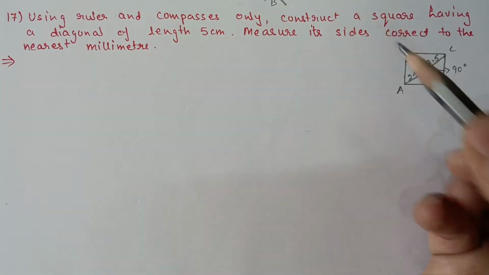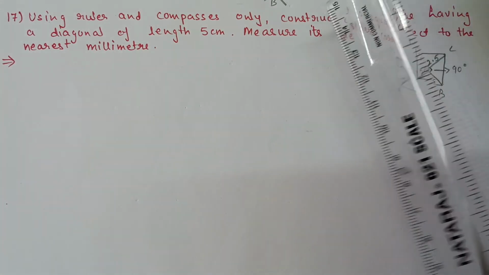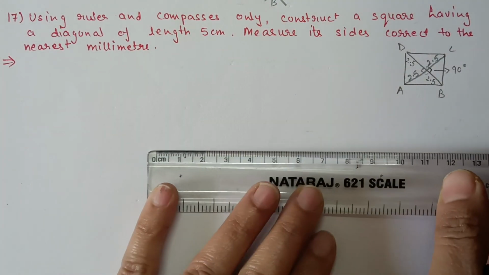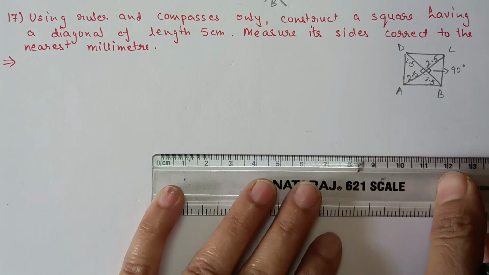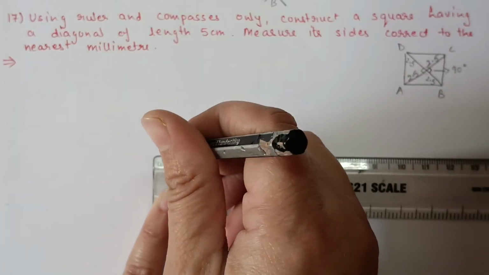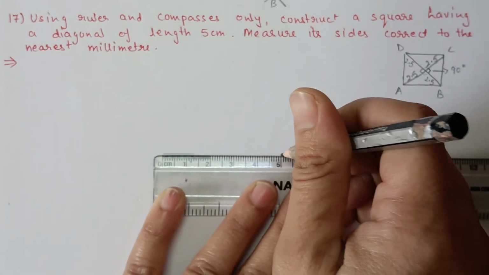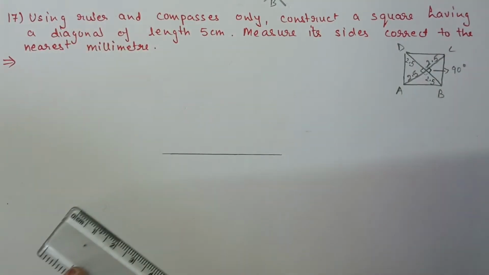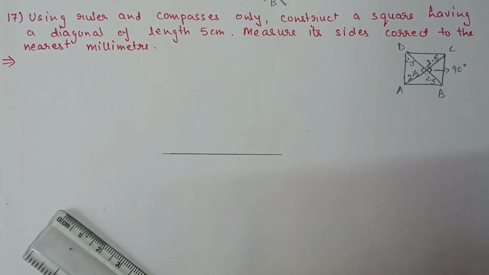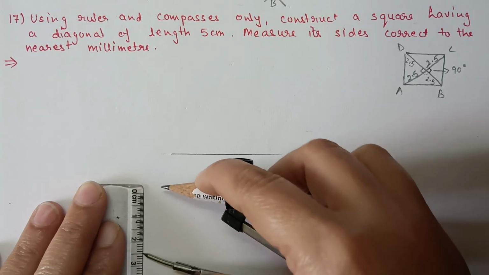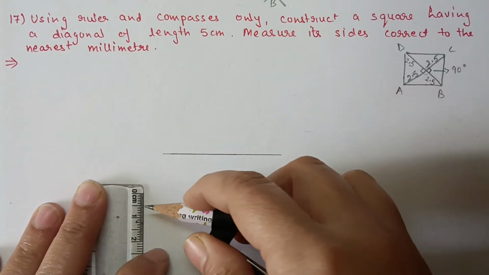So the construction will be the same as the last question. We will start with the diagonal. First, any one diagonal we will draw which is equal to 5 centimeter. Then we will mark the midpoint. Half of 5 is 2.5. So 2.5 we will mark.